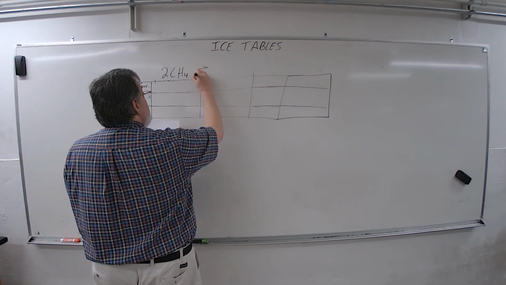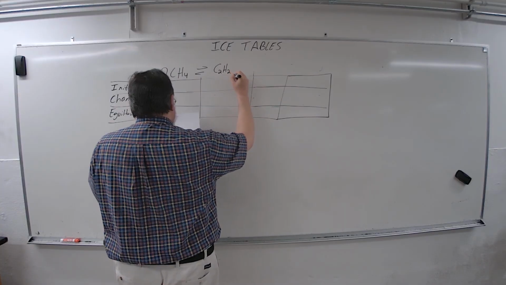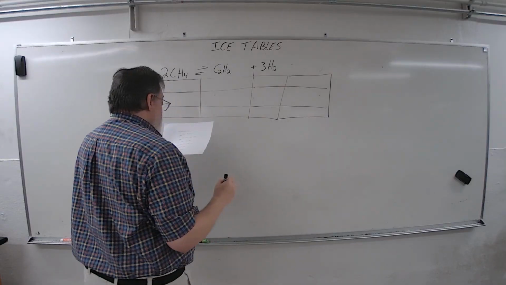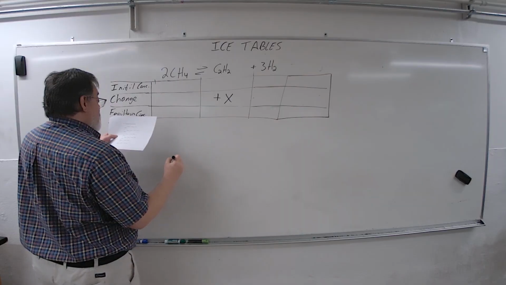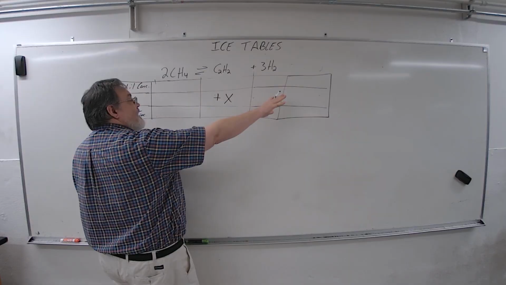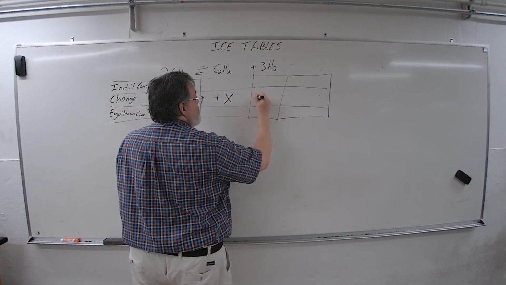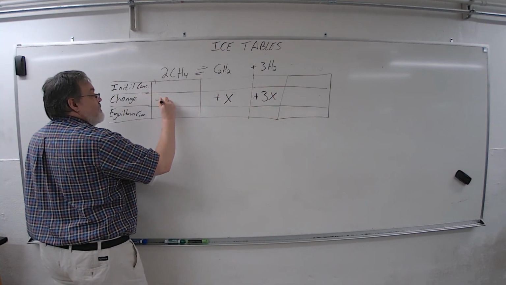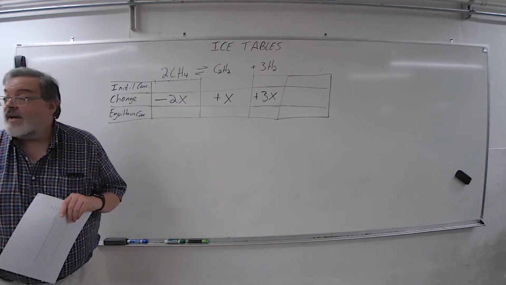CO4. If I do this one, I'll go plus X there. I've got a 2 here, so this one will be, well, let me do this one. We're on this side of the arrows. This one was plus, so this one will be plus 3X. And since this was on this side, it'll be minus 2X. You guys follow that?